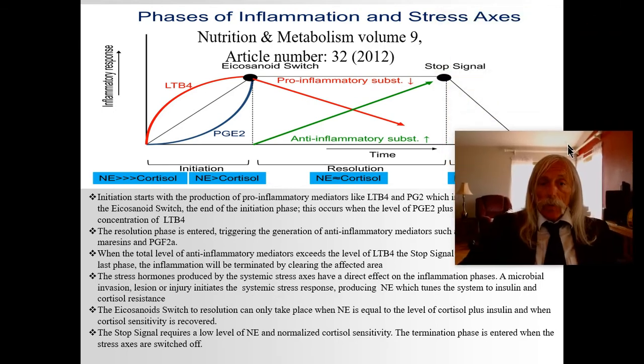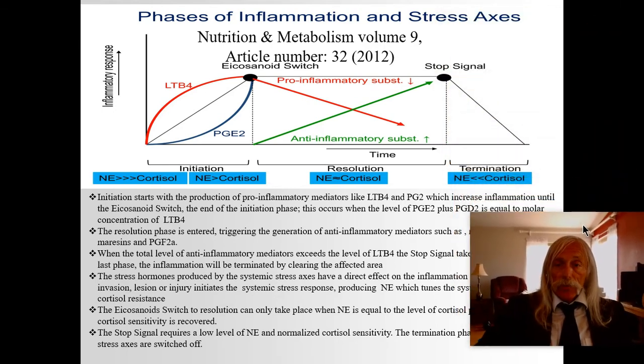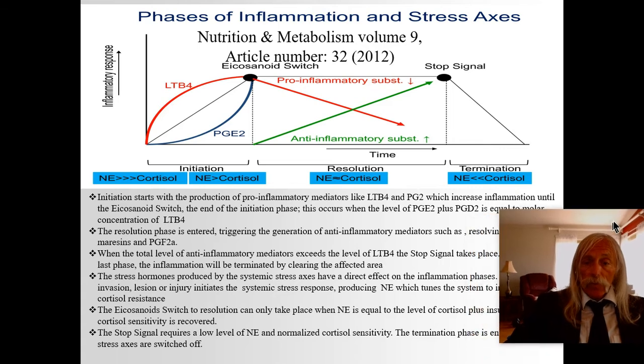So here's a paper, Phases of Inflammation, Stress Axes, way back in 2012. Okay?